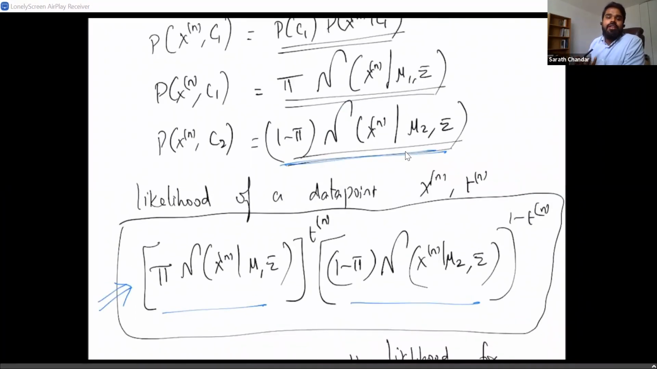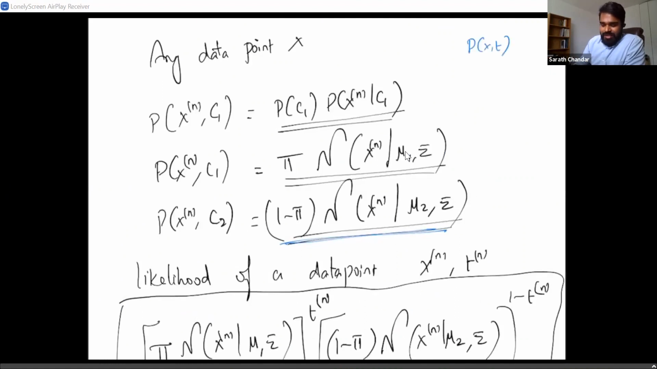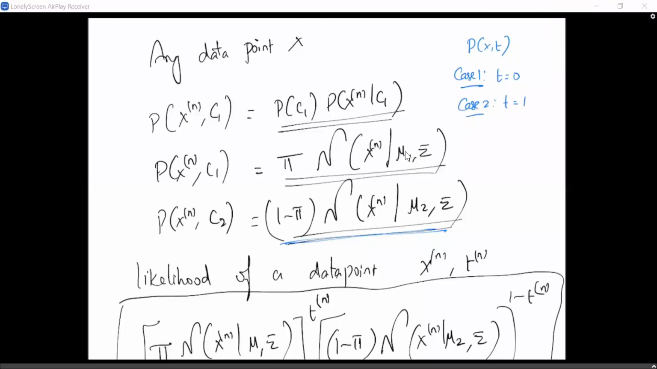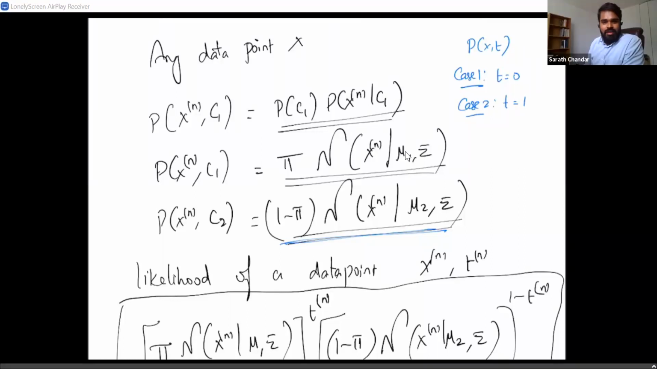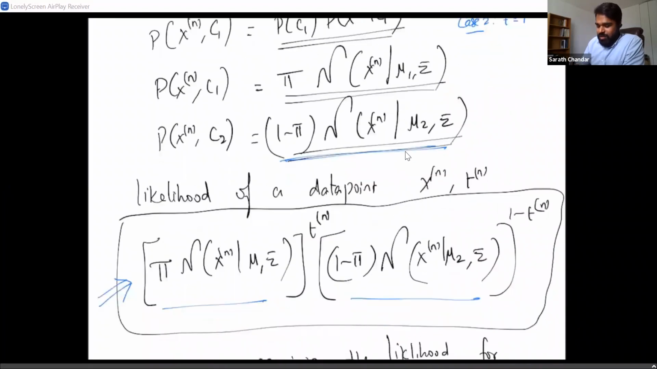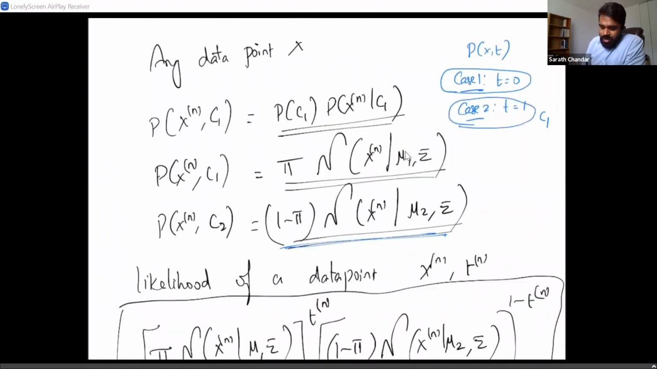I'm interested in the probability of x comma t, and I'm just decomposing it into cases. There are two cases. Case one is the target is 0. Case two is the target is equal to 1. If the target is equal to 1, it belongs to class 1. For class 1, this is the probability for the data point using the chain rule.